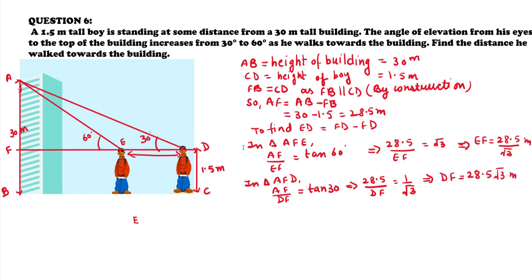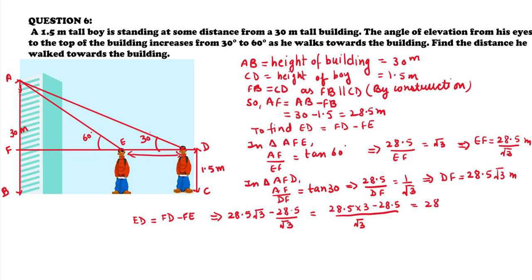So ED is equal to FD minus FE. That implies 28.5 root 3 minus 28.5 upon root 3. Let us take LCM. LCM is root 3. So 28.5 into root 3 into root 3 is 3, minus 28.5. That is equal to, so 28.5 is common here. What remains inside is 3 minus 1 upon root 3. So that is equal to 28.5 multiplied by 2 upon root 3. That is equal to 57 upon root 3.